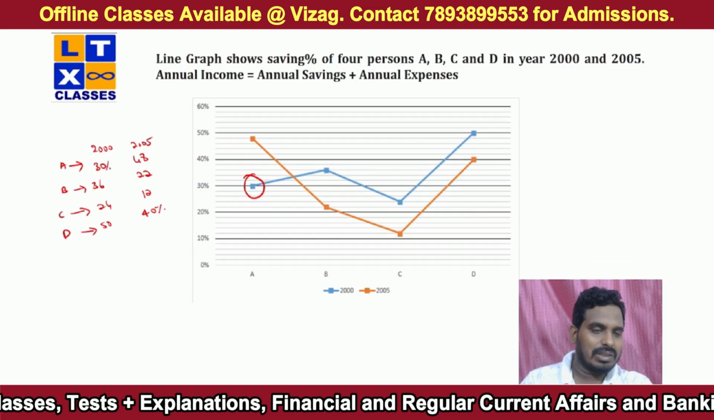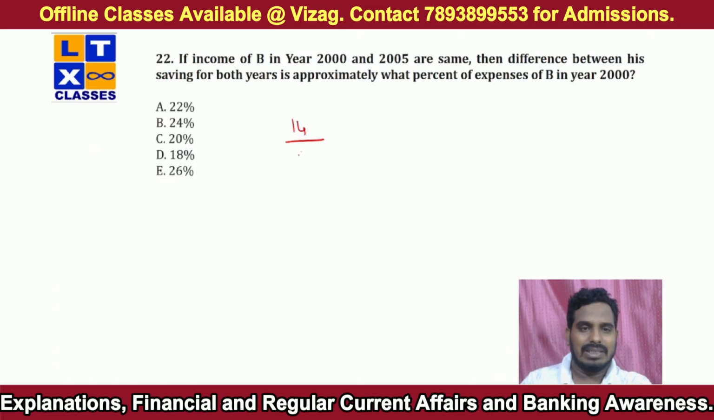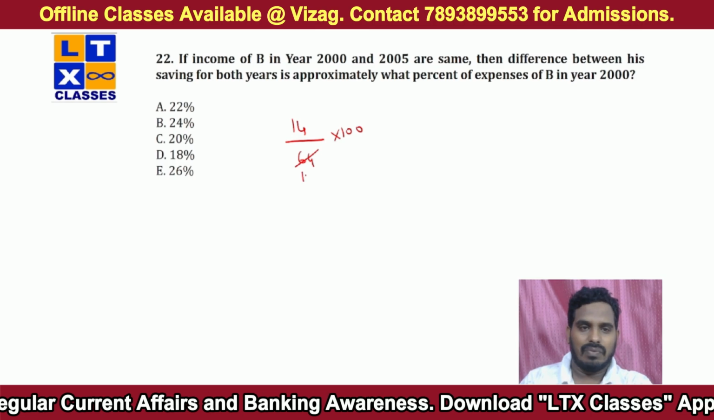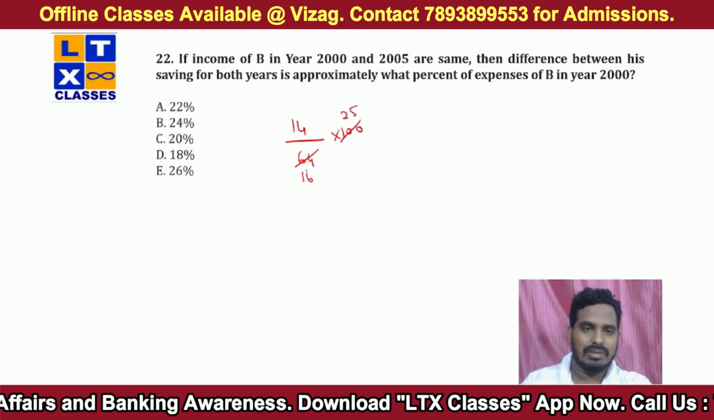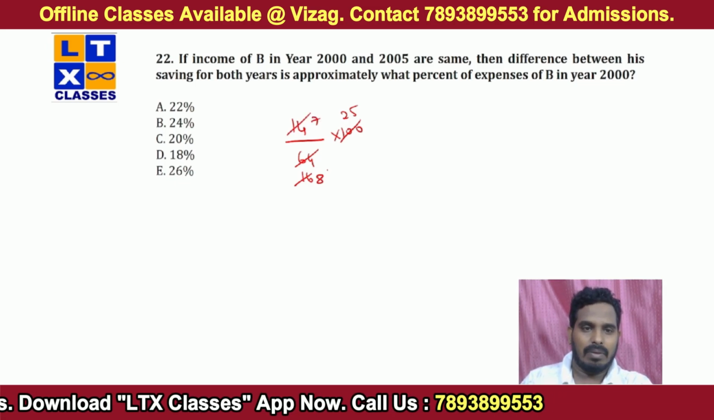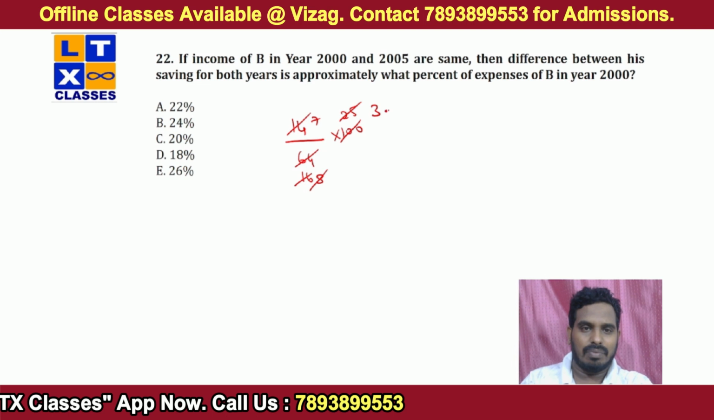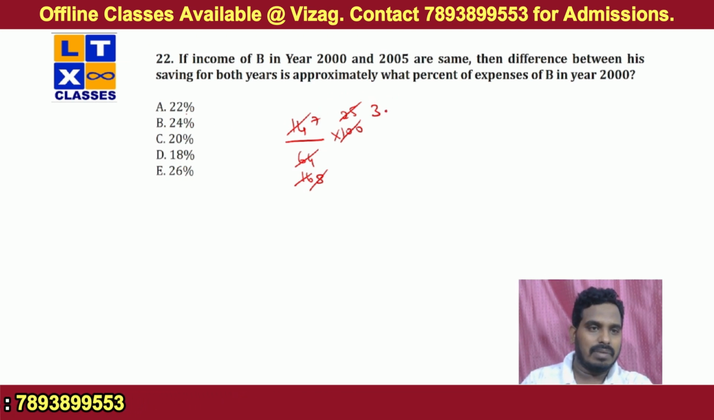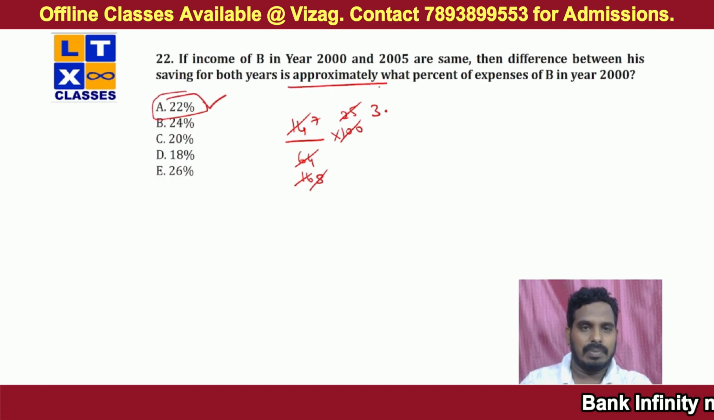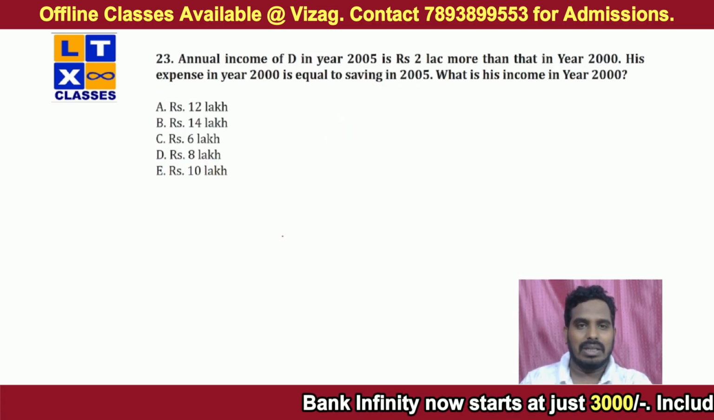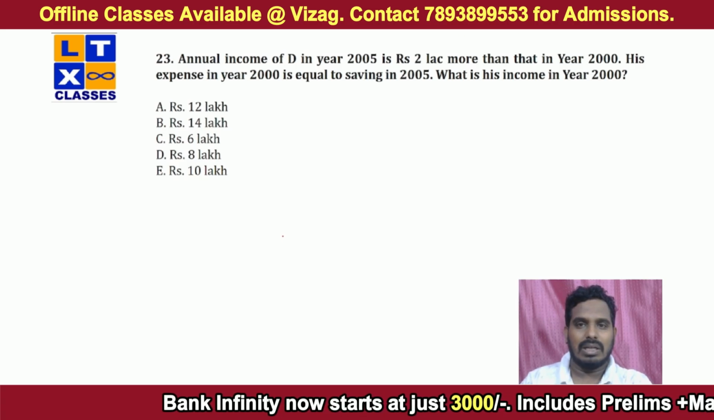So if the savings are 36%, definitely my expense would be 64%. So 14 by 64 into 100, 4 sixteens and 4 25s, 2 eights and 2 sevens. Okay, this is 8 threes 24 point. So 7 threes 21. So 21 point something, which is approximately equal to 22. Approximately equal to 22.